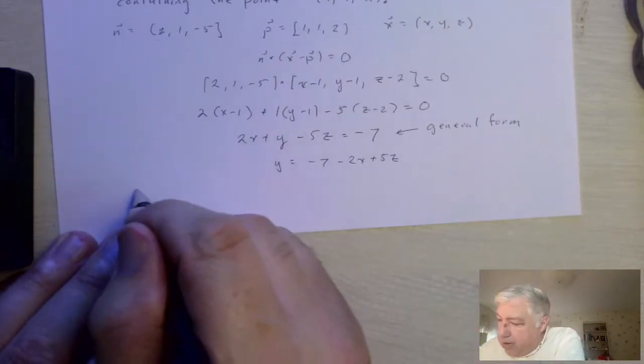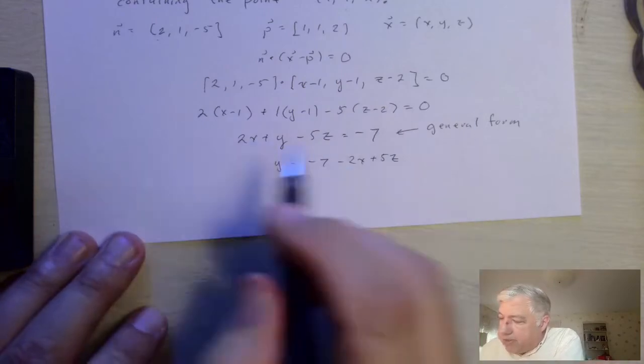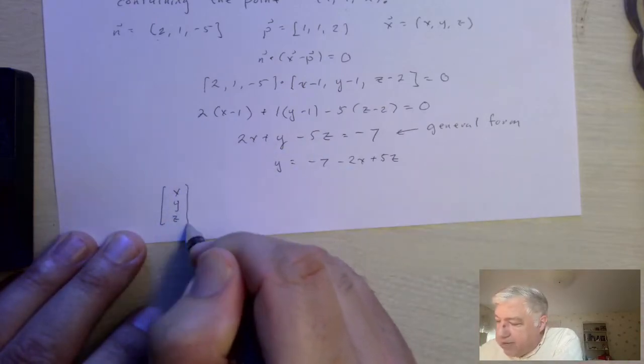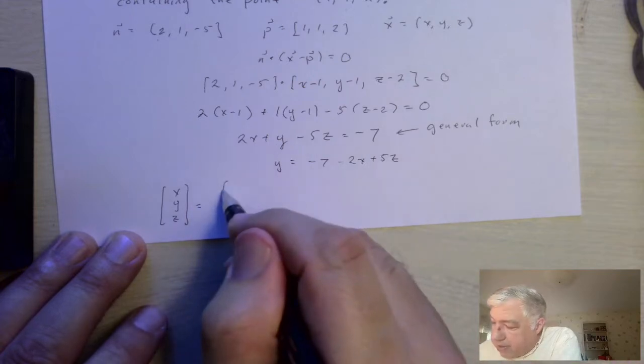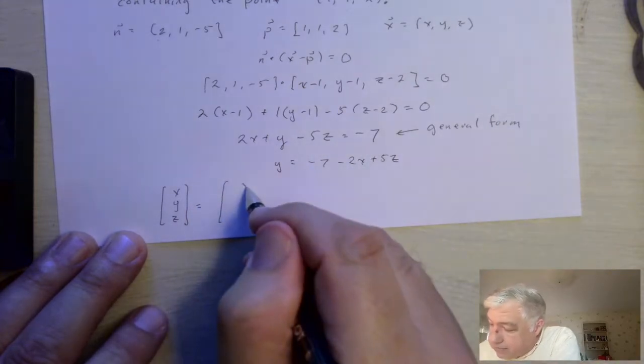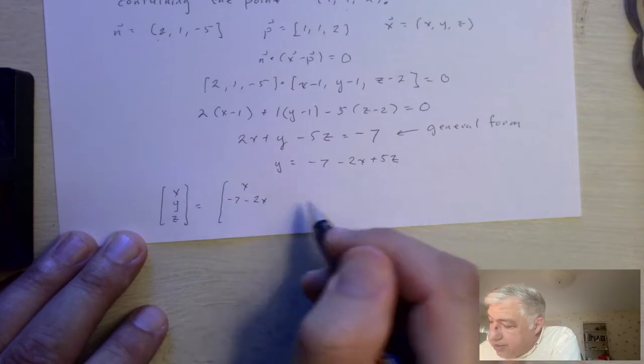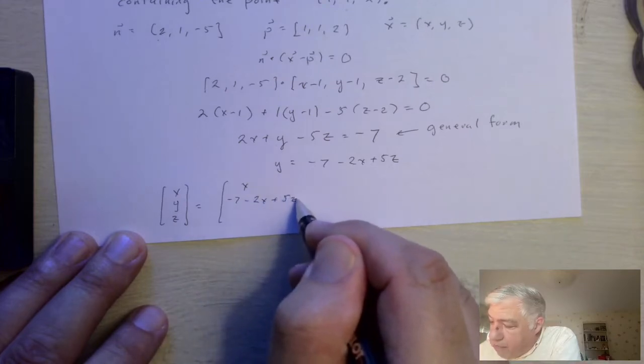And so a typical point on the plane, we denote by this vector x, y, z. This is going to be x, negative 7 minus 2x plus 5z, z.